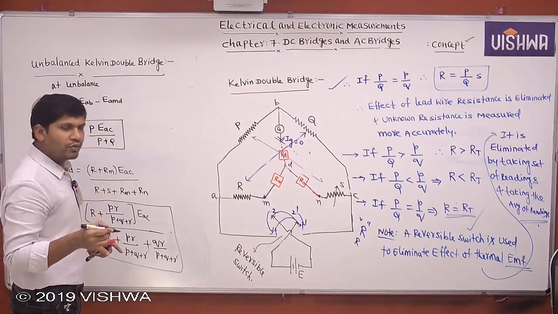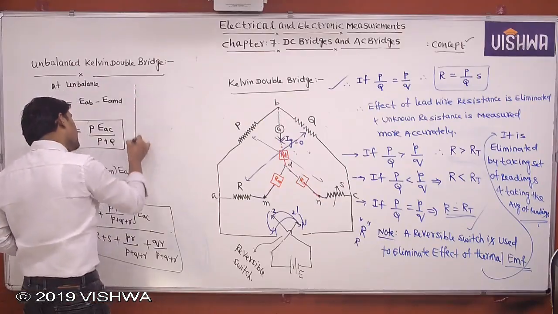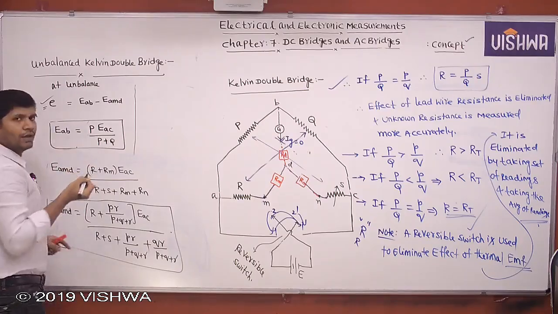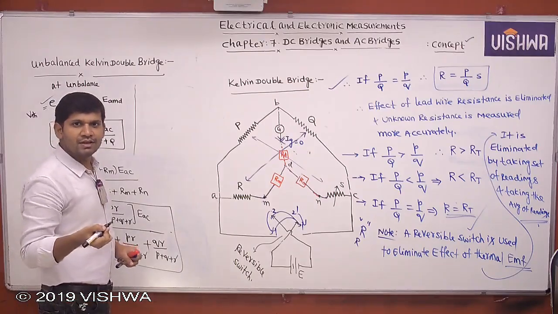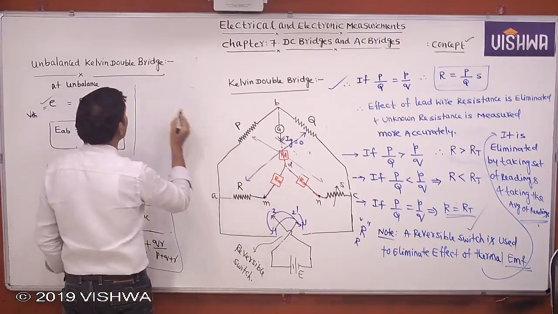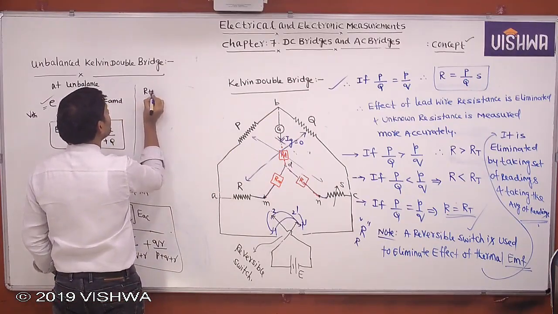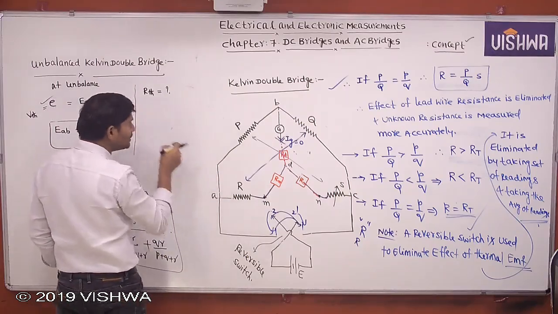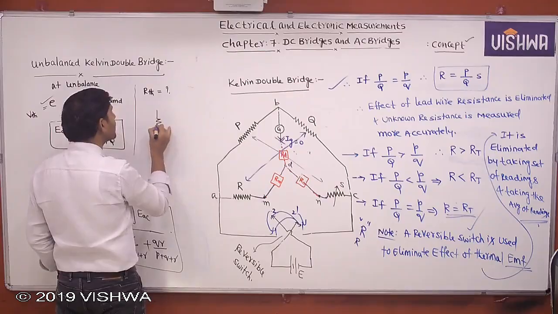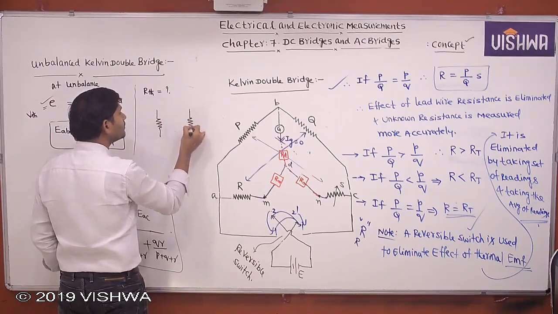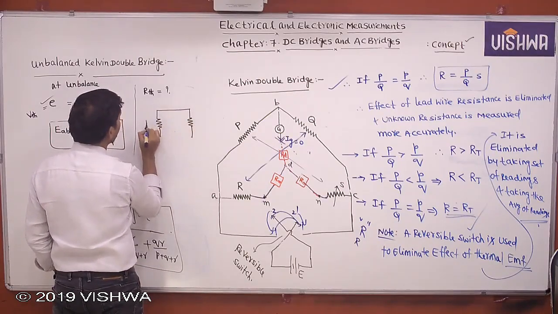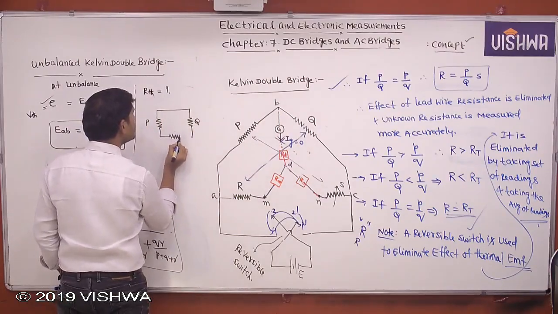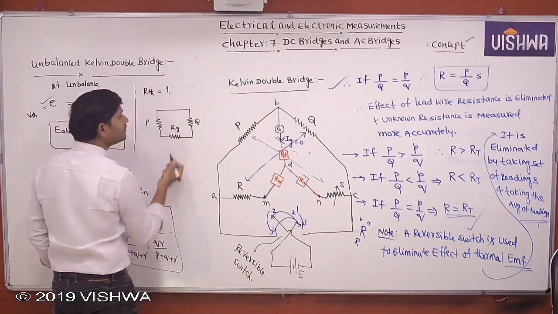Clear? Once you know the voltage across the galvanometer, let us assume that this is the Thevenin's voltage. Now I want to find Thevenin's resistance. How to calculate RTH? To calculate RTH, see this capital P and capital Q are in parallel. This is capital P and this is capital Q. And this is the galvanometer resistance, let Rg be the galvanometer resistance.